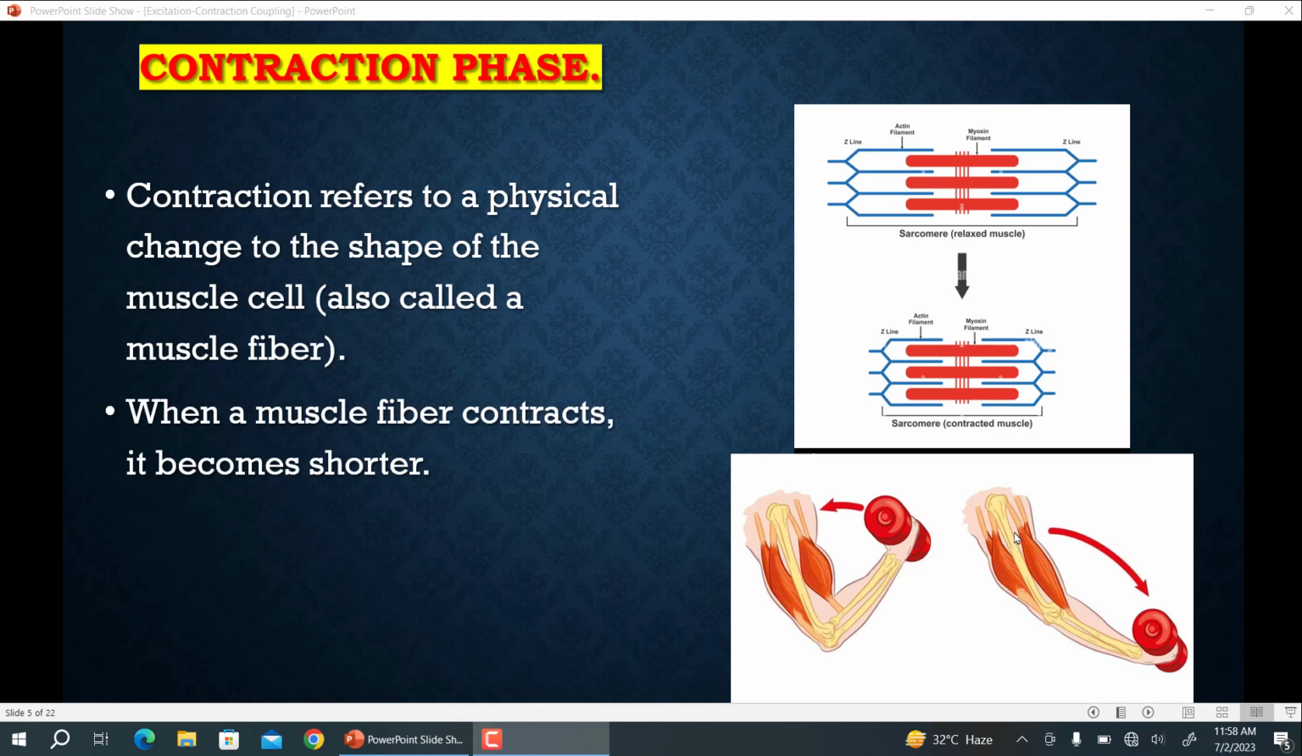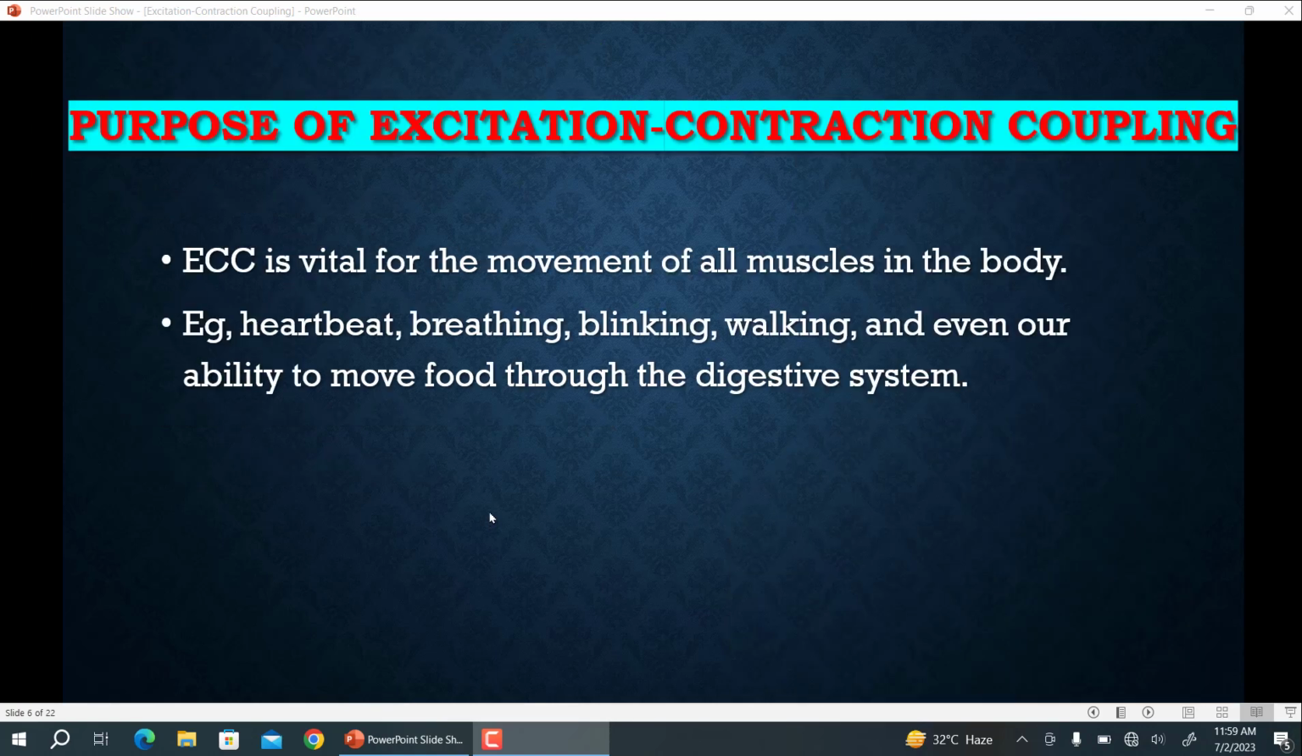Here you can see this is a muscle. When it is relaxed, the belly is long, because this belly is composed of these muscle fibers, and when these muscle fibers are relaxed, they are long. But when these fibers contract, the whole belly contracts, and the muscle fibers become shorter in size.